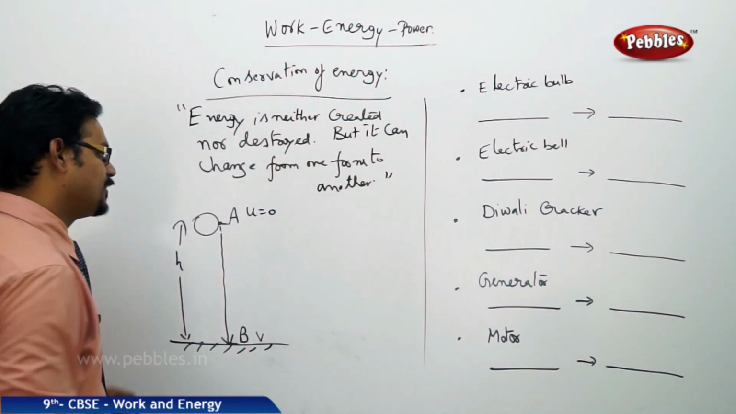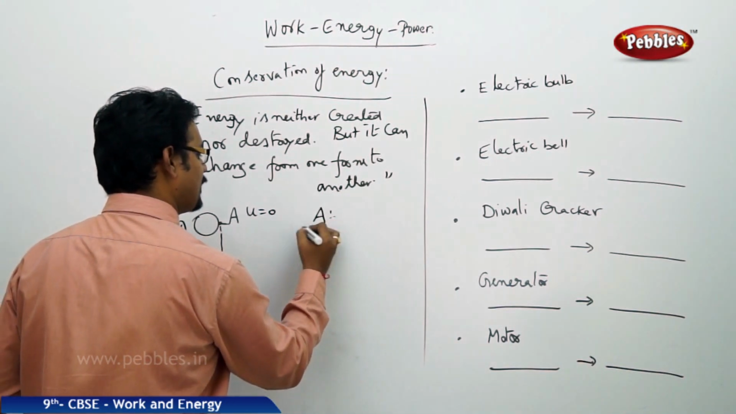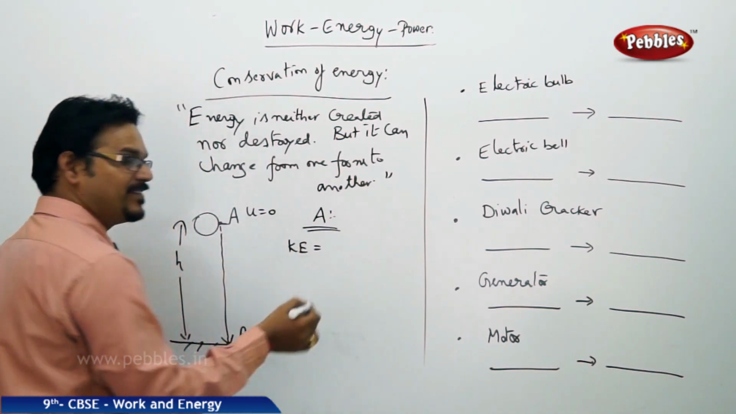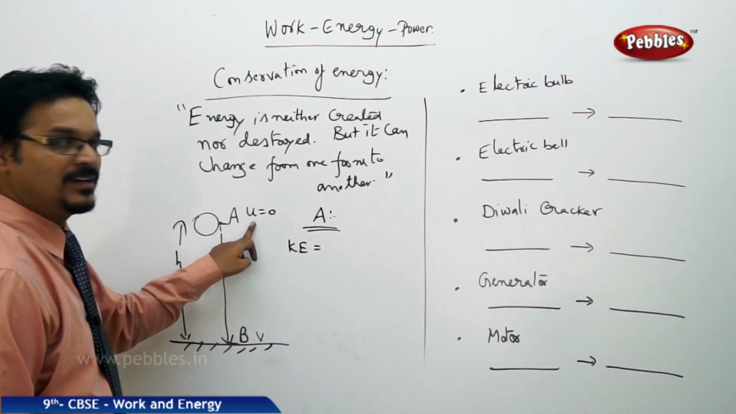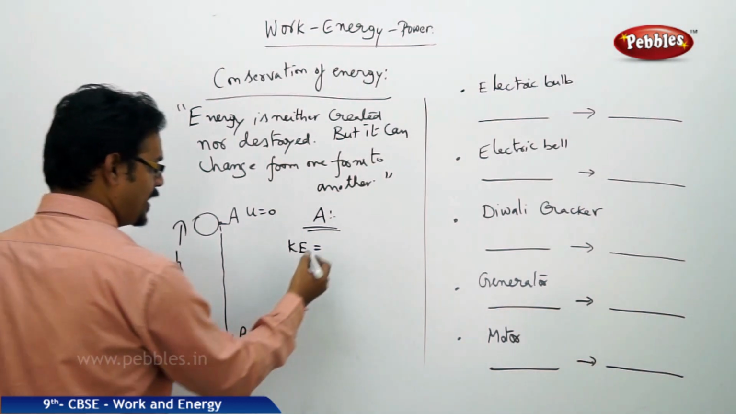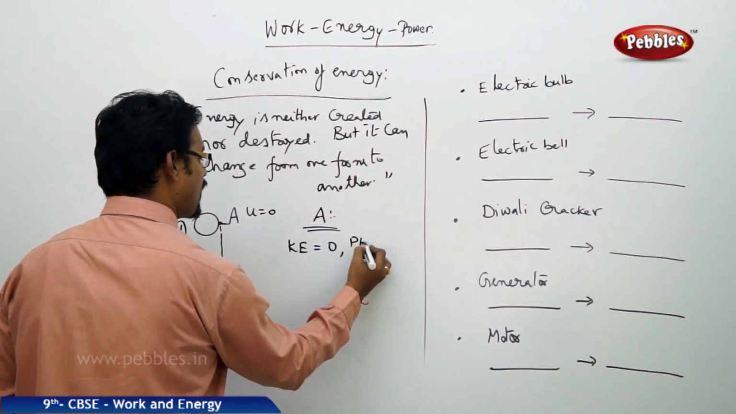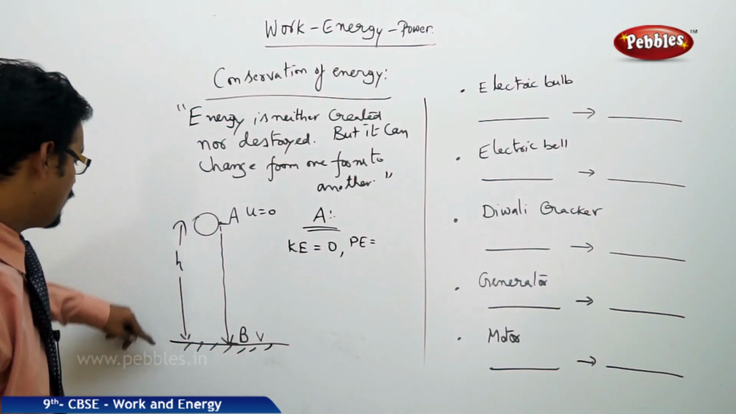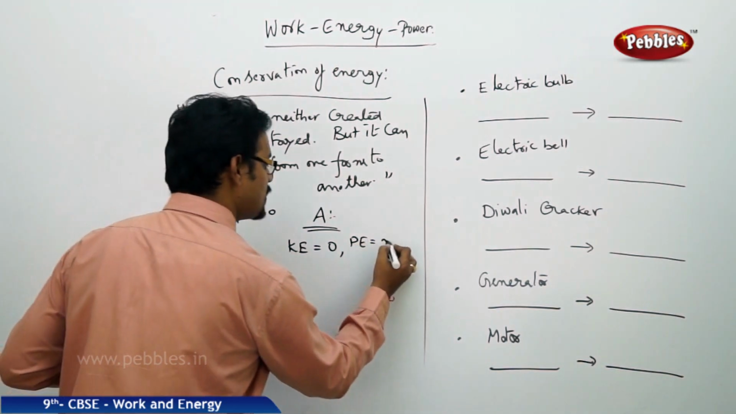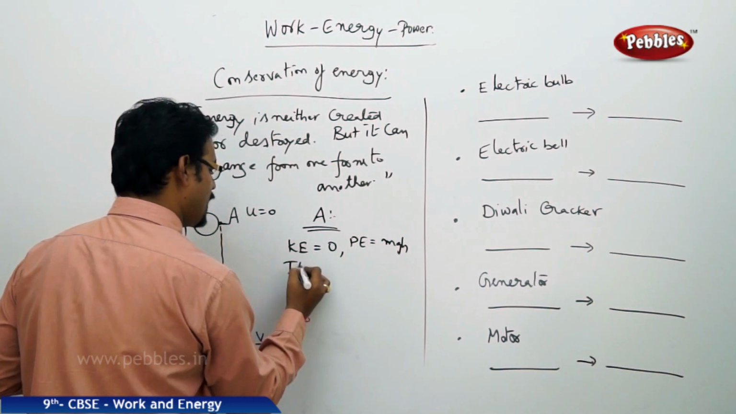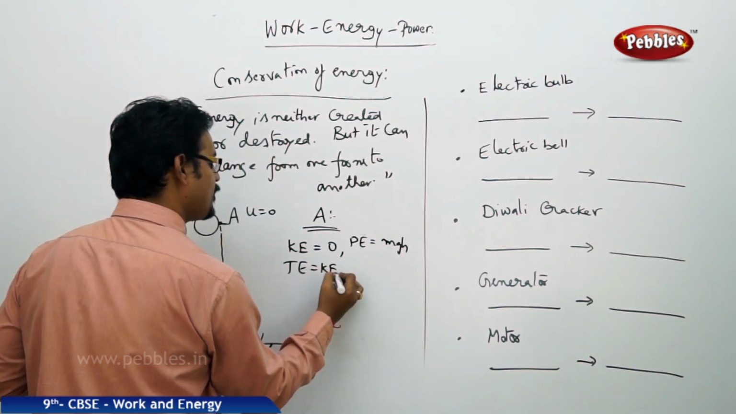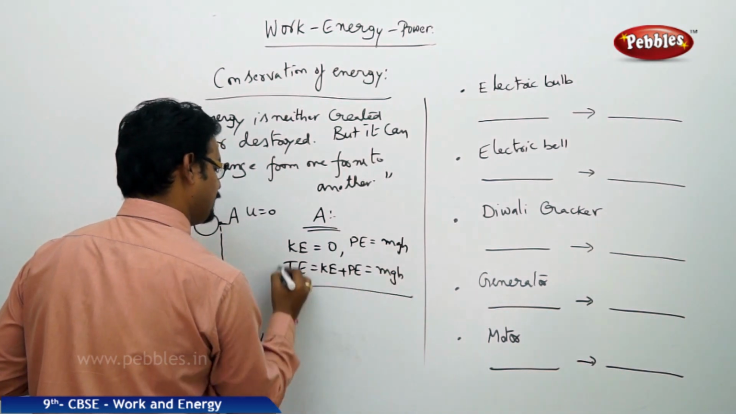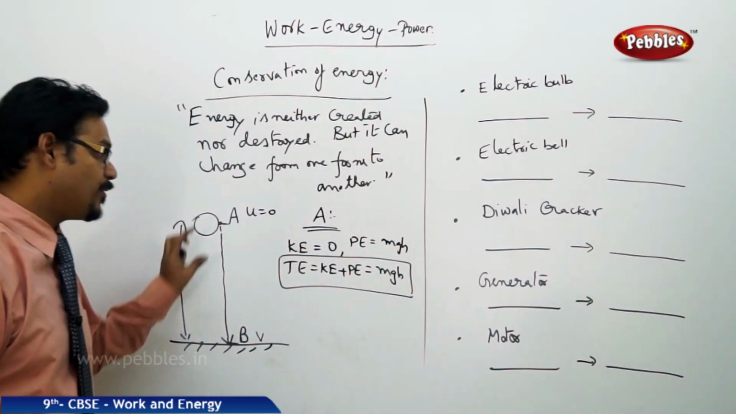Let me prove it. At A, first take kinetic energy. Kinetic energy is half m v square, but v or u is 0, so kinetic energy is 0. Now coming to potential energy, it is mgh. h is the height from the ground. So this is mgh. So total energy is KE plus PE, which is mgh. That is the total energy at point A.